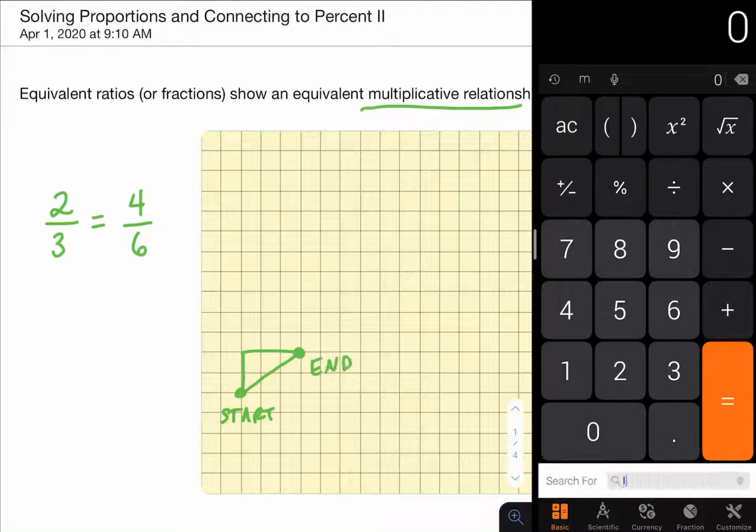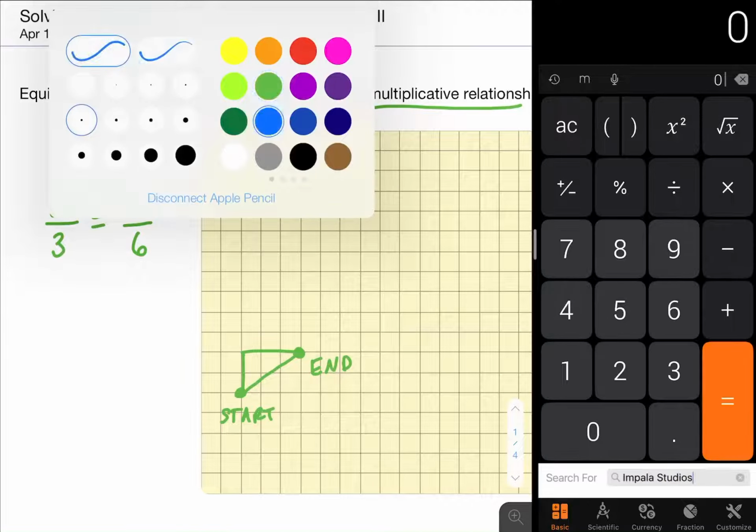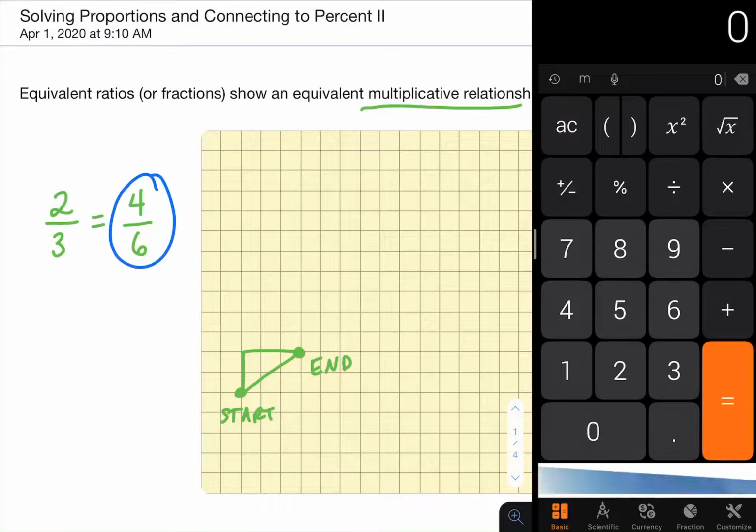Now, if I want to look at the same thing but with 4 over 6, then I'm going to start in the same spot, but this time I'm going to go up by 4 since my top number is 4, and I'm going to go over by 6 units. So I'm just going to do that a little straighter again like this, and then I end here.